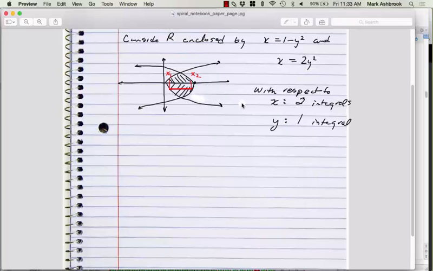Is it the 1 minus y squared or the 2y squared? Whichever one's on top, so 1 minus y squared. That's x2. You can do 1 minus y squared minus x1, which is 2y squared dy from what to what? From 0 to the right-hand root. Whatever that is. Agree?